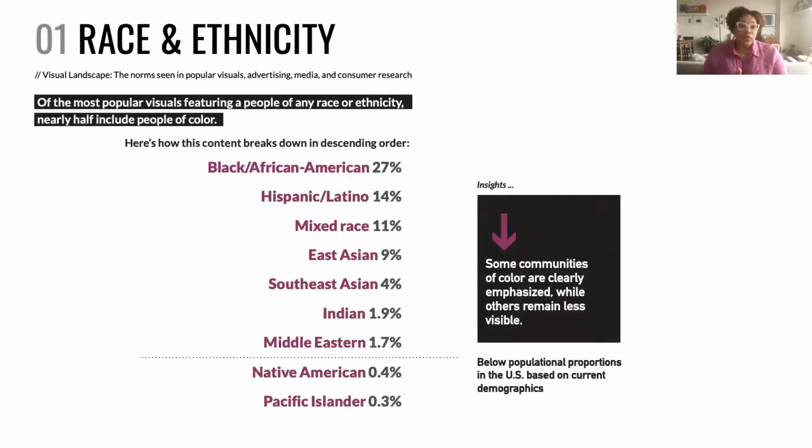But when we look at the visual landscape, what we are finding are a few things. The first thing is that some communities of color are often emphasized. What we found through our research is that in terms of representation, Black and Latino people are being very well represented alongside East Asian and Southeast Asian ethnicities, as well as South Asian ethnicities like Indian and Middle Eastern. And yet Native Americans and Pacific Islanders are often underrepresented compared to their population proportions.